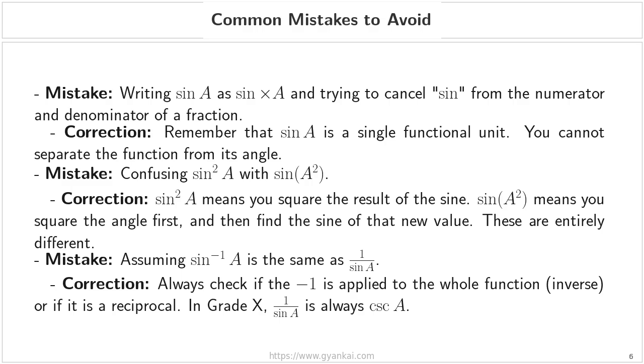Finally, let's revisit the danger of the -1 exponent. Do not assume that sine to the power of -1 of A is the same as 1 divided by sine A. As we covered in our slide on inverse notation, the -1 exponent can be tricky. When it is applied to the entire function, it represents the inverse sine, or arcsine, which is used to find an unknown angle. But when we talk about 1 divided by sine A, we are talking about the reciprocal, which is the cosecant of A in your grade X studies. Always check whether you are looking for a flipped fraction or a way to find an angle.